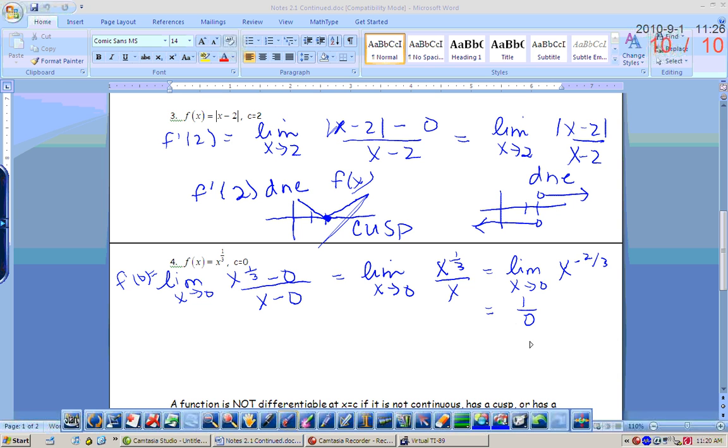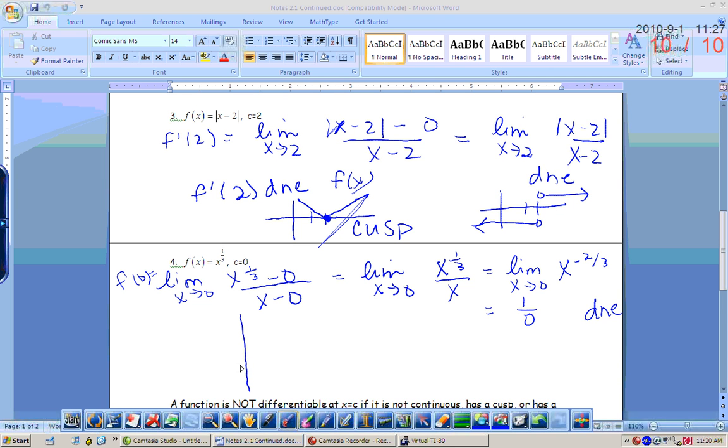would actually equal 1 over 0, because x to the -2/3 is 1 over x to the 2/3. And when you plug in your 0, you get 1 over 0. All right, 1 over 0 means an infinite limit, or more importantly, that limit does not exist. So because that limit doesn't exist, the derivative does not exist at that point.